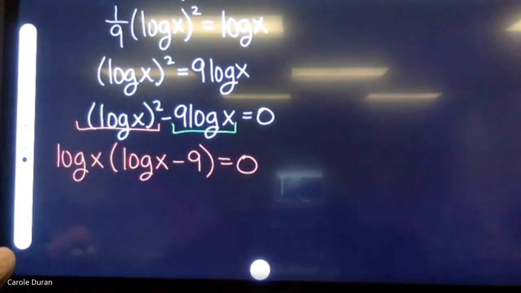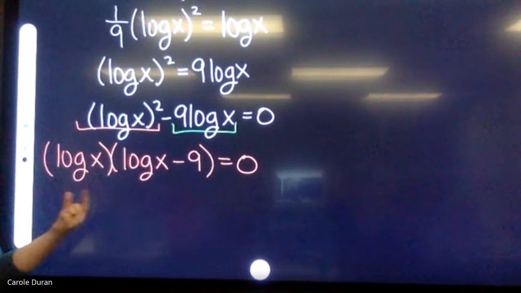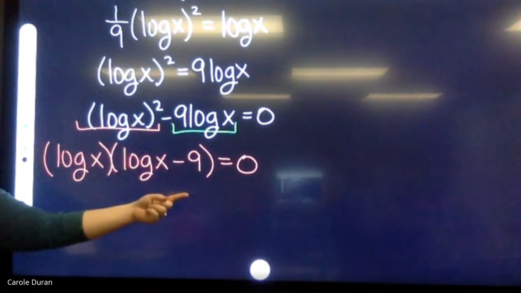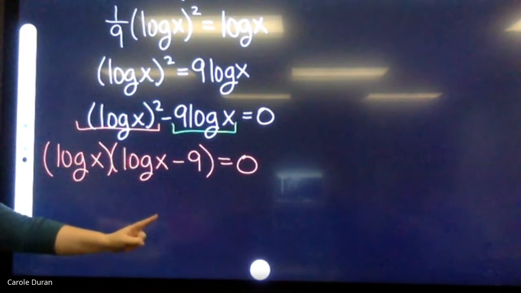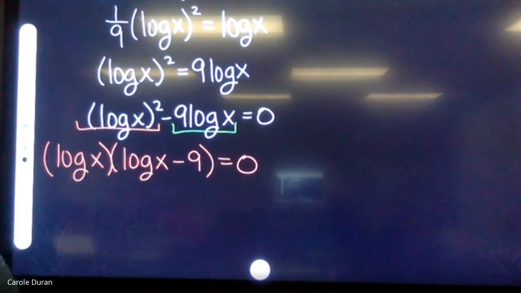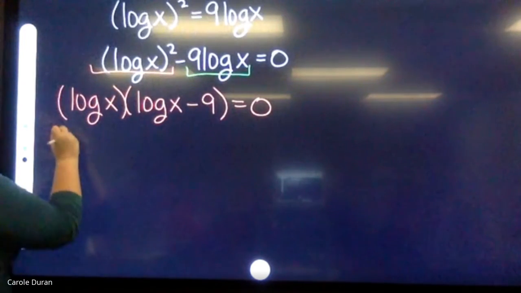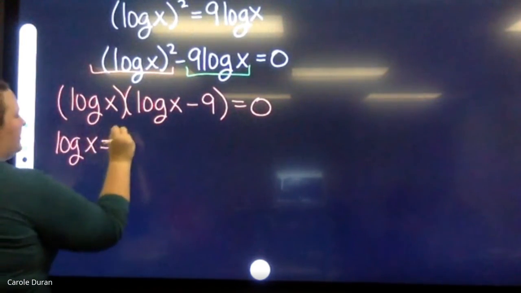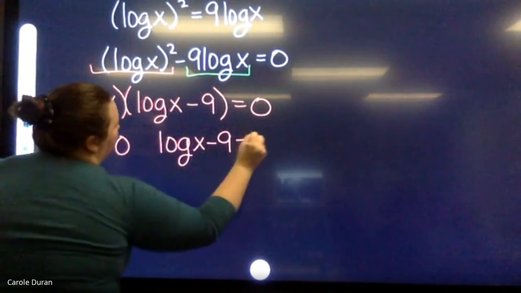You did that on purpose. Maybe I did. So as I'm looking at this, this is the same thing as log of x times log of x minus 9. If a product is set equal to 0, then these are its factors. And if I want to solve, what can I do with those factors? Set them equal to 0 and solve. So now I'm going to have log of x equals 0, and I'm going to have log of x minus 9 equals 0.